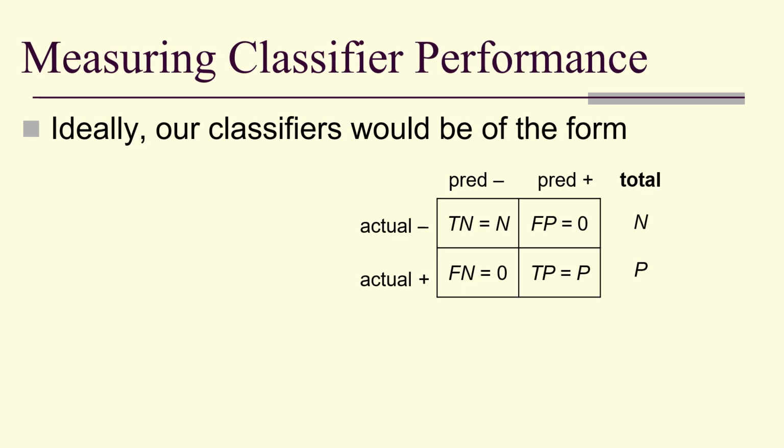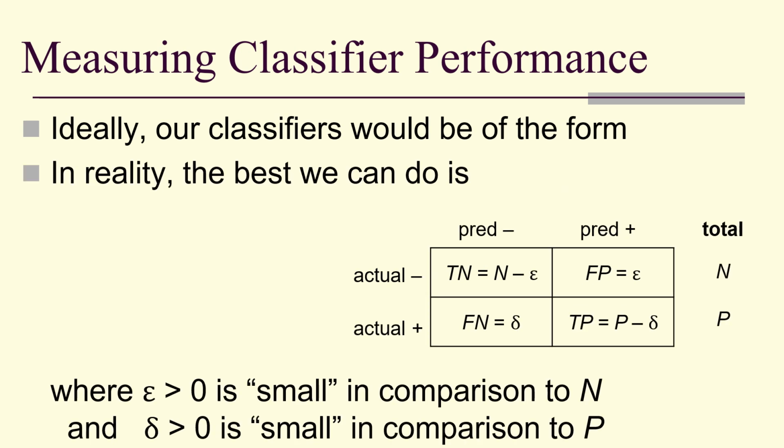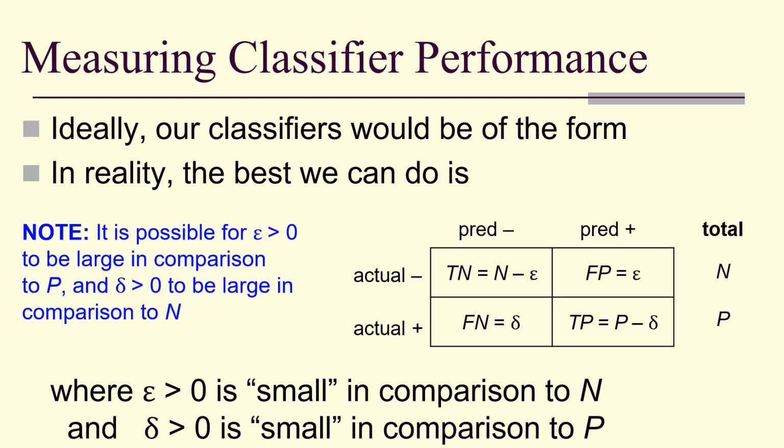Now, ideally, our classifiers would have zeros off the diagonal and true positive and true negative on the diagonal. But in reality, the best we can do is small numbers off the diagonal, where this epsilon is small in comparison to n and delta small in comparison to p. Now, it is possible for epsilon to be large in comparison to p and for delta to be large in comparison to n.